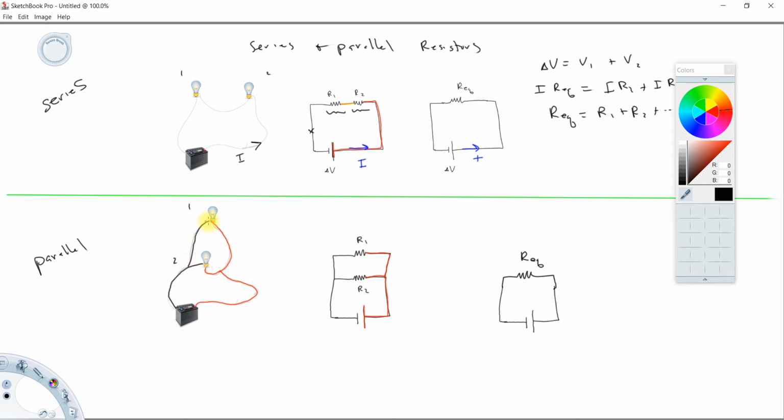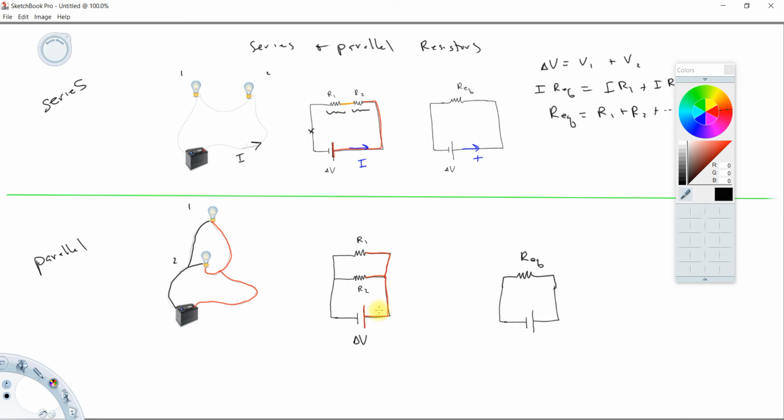There we go. All right, now you'll notice here that the delta V for the battery is red to black, and look at the resistors, red to black, red to black. That's the defining characteristic for a parallel combination: the voltages are the same.